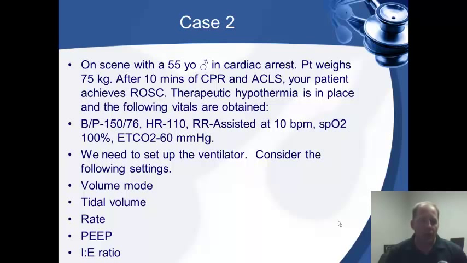As you see, you got a blood pressure of 150 over 76, which is great. You got a heart rate of 110. Your respiratory rate is assisted right now at a rate of about 10, and your SpO2 is 100%. You still got a CO2 of 60, which is a little on the high side. We need to set up the ventilator. Go ahead and transport. Consider the following settings.